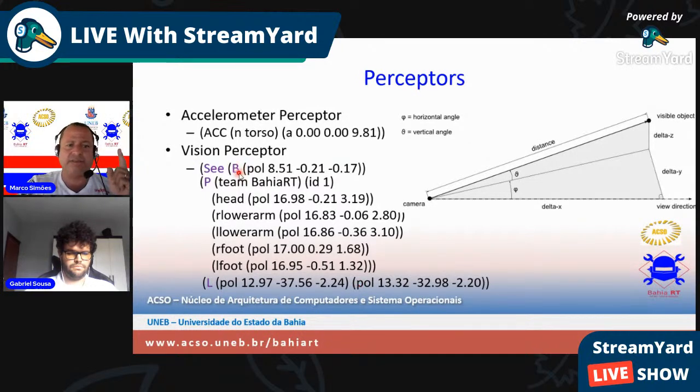A single object, that is a ball, the flags that I have shown in the field, a player from your team or from the other team, where the name of the team will be identified here, and a line. You can see all the lines in the field, okay, if they are in the range of vision of your camera.